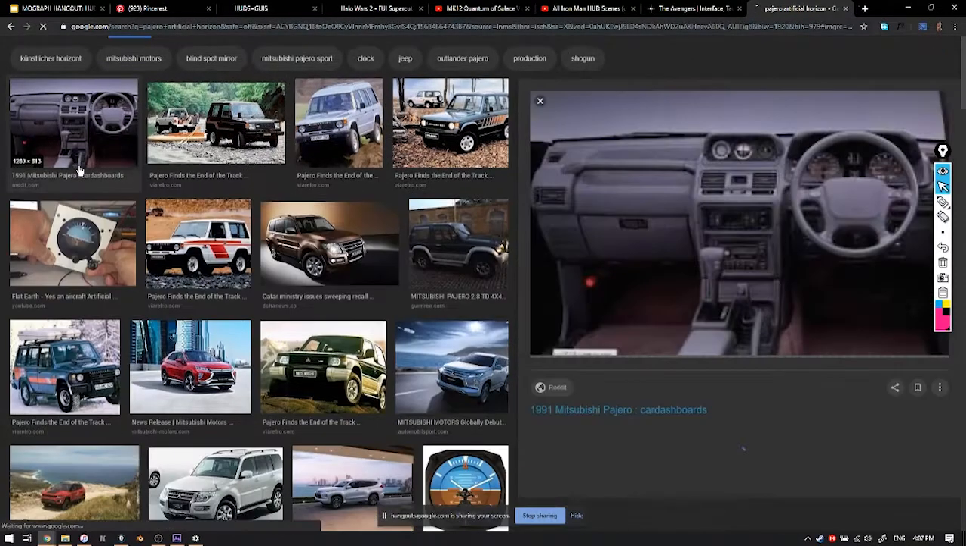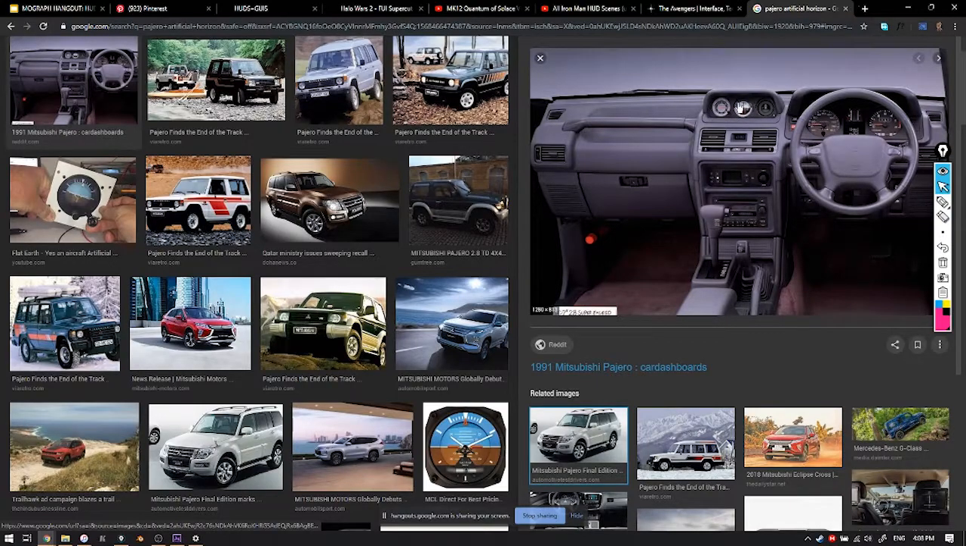Okay, yeah, this picture shows it right here. This one here. Oh yeah, you know it now. It actually looks familiar. Maybe you've been in a Pajero. I don't think so. Yes, so that's the one I'm talking about.